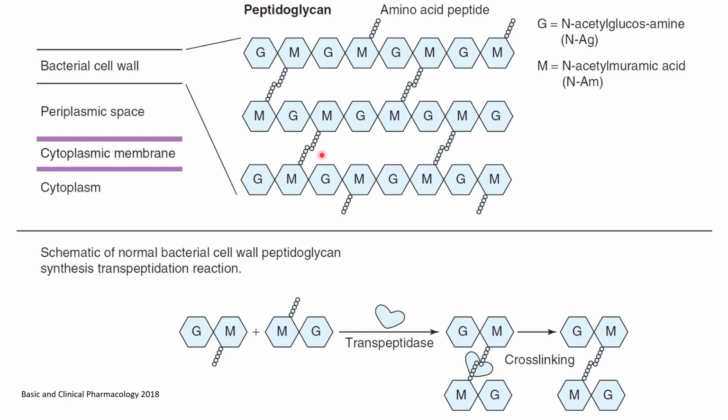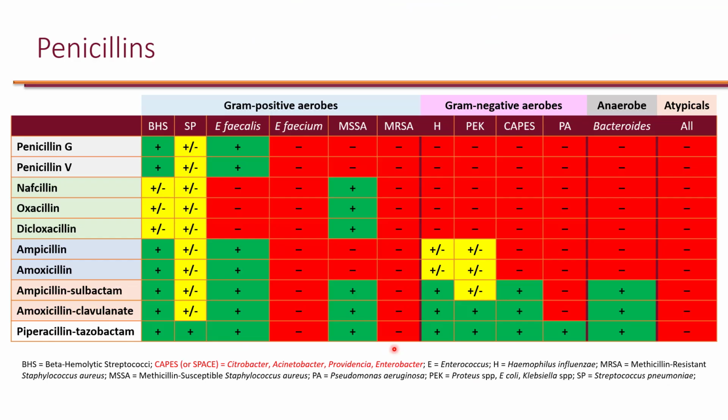Now, without going into too much detail, the synthesis of peptidoglycan involves several steps, and one crucial step is the cross-linking of components of peptidoglycan. That cross-linking is done by transpeptidase enzymes, and that is the site of action of beta-lactams. Let's take a look at the spectrum of activity of penicillins.